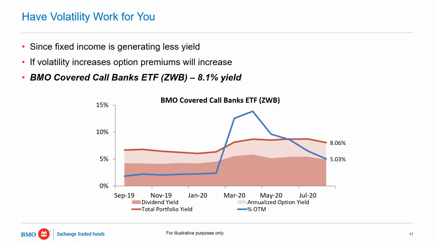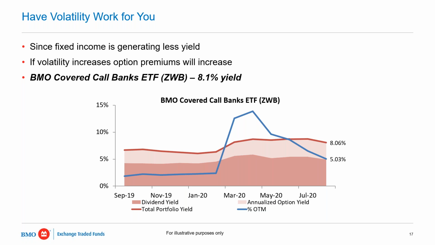So with a covered call strategy, let's go through the basics. It's essentially, you own the underlying stocks, and then in order to enhance the income in that portfolio, what you do is you write call options against these positions. So by collecting the premiums, you enhance your yield. Using ZWB, which is the covered call banks ETF, as an example, the underlying banks pay a 5% dividend, but then by writing the call options, you annualize another 3% in yield, which is taxed as capital gains. So you enhance your yield, which is well suited in this environment because the higher the volatility, the more premiums you earn from writing those call options.